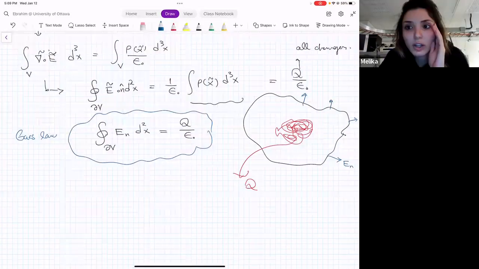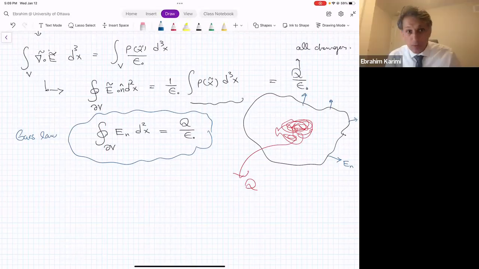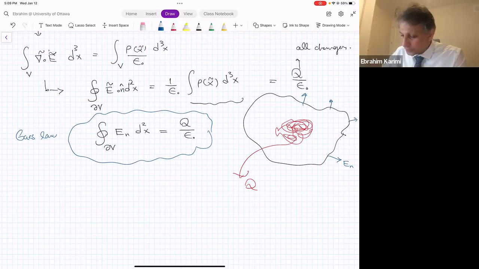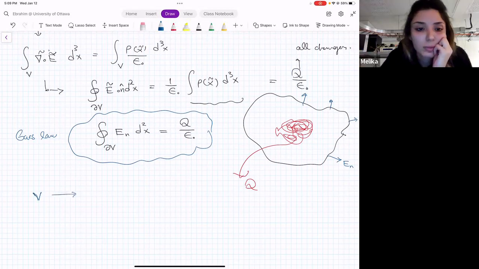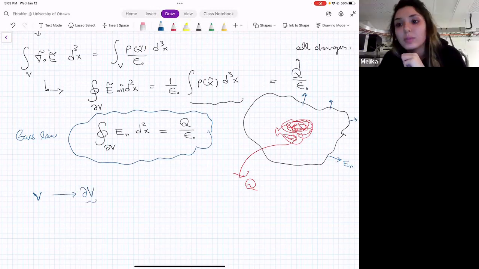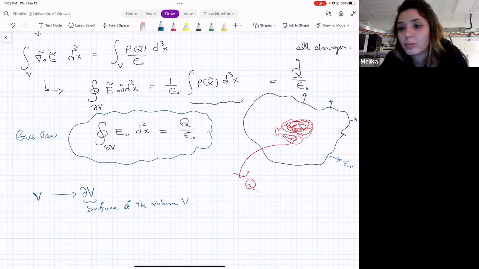Sorry, Dr. Karimi, if it is on a surface, then why do we have delta V for that integral? That's not delta, it's a mathematical formalism. V is a volume, right? Yeah. For a surface, we show it in mathematics with the derivative of volume. Oh, okay. This means the surface of the volume. Okay, that's fine. Thank you. Okay, excellent.